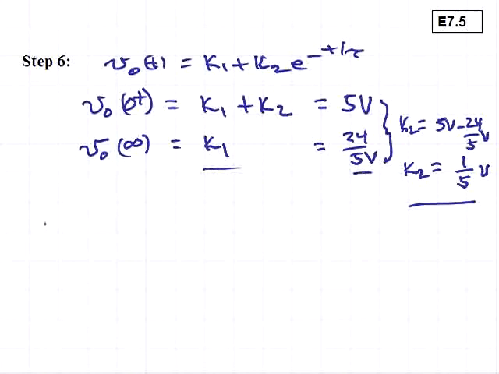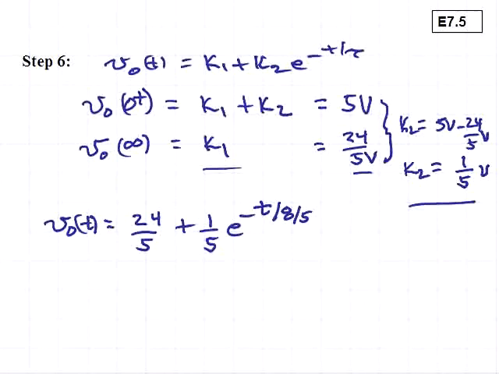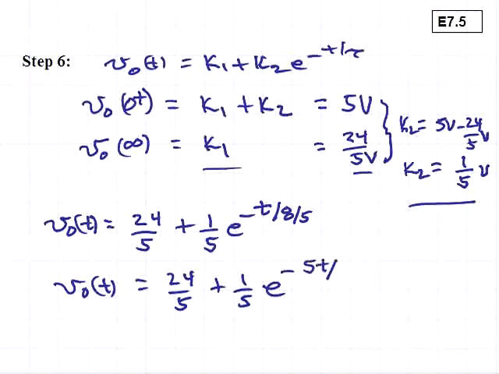Writing our assumed solution form, we have VO of t is equal to 24/5 plus 1/5 e to the minus t over 8/5, or VO of t is equal to 24 over 5 plus 1/5 e to the minus 5t divided by 8 volts, and this is good for the time interval t greater than 0.